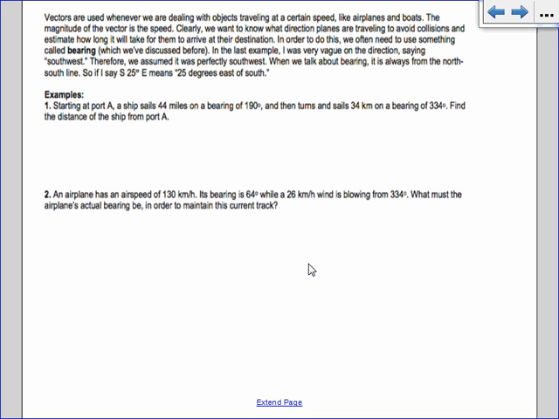Vectors are used whenever we're dealing with objects traveling at a certain speed, like I told you, like airplanes and boats. The magnitude of the vector is the speed. So clearly we want to know what direction planes are traveling to avoid collisions and estimate how long it will take for them to arrive at their destination. So now you see why air traffic controllers are so stressed with their jobs, right? There's a lot of math with this.